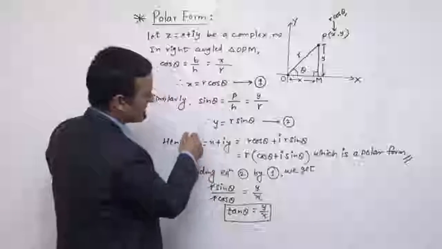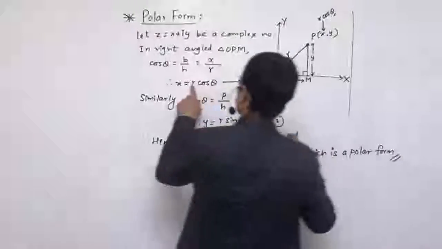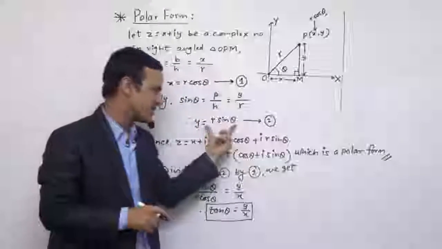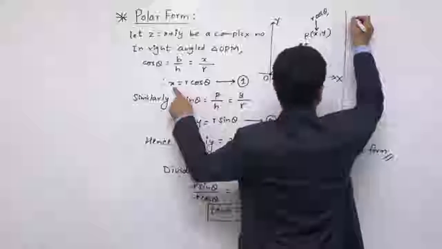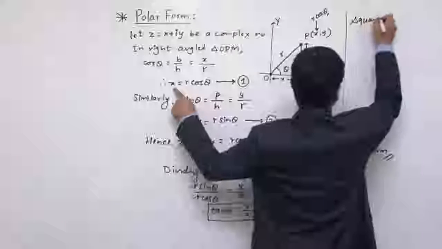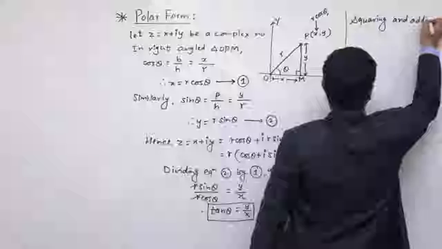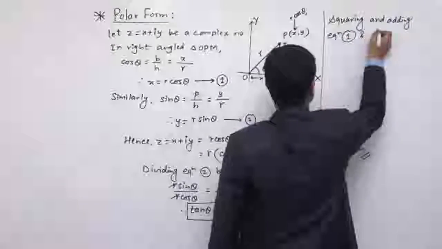Similarly, if you squaring like this, so squaring of this equation and squaring of this equation. So let's squaring of equation 1 means squaring, write down squaring and adding equation 1 and 2.